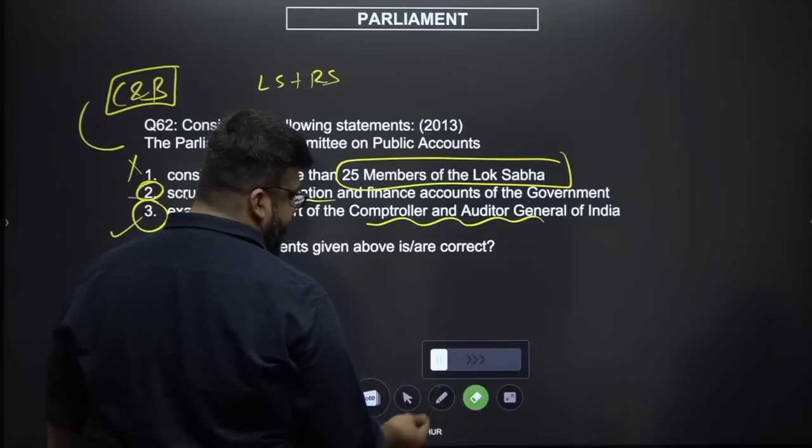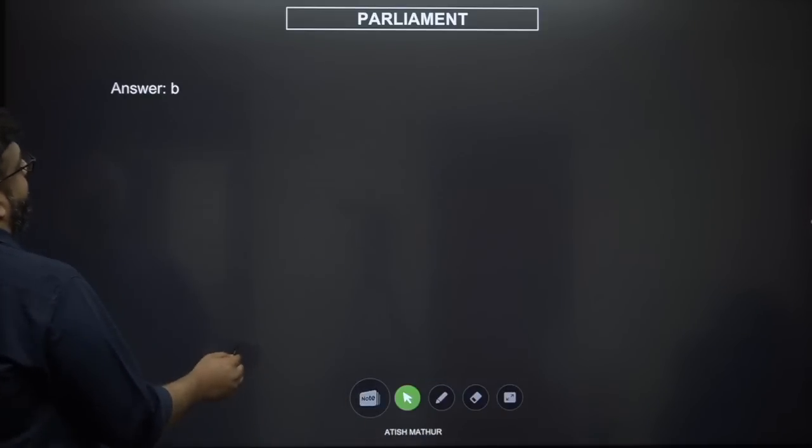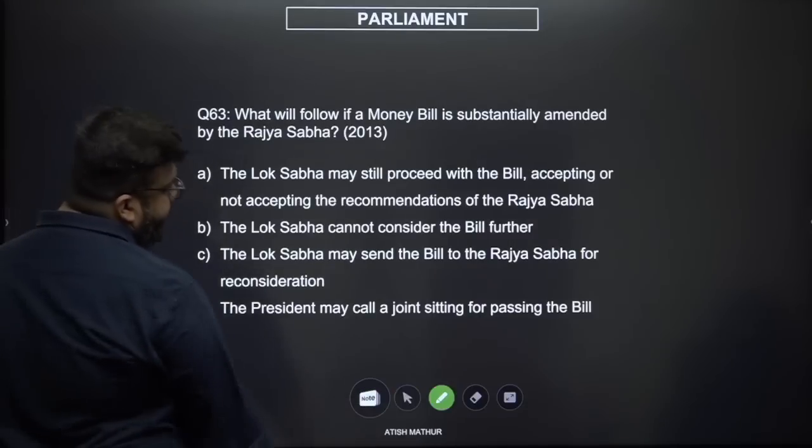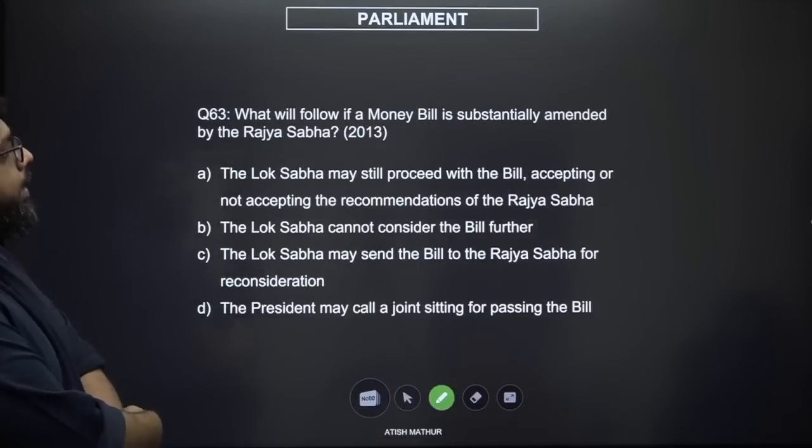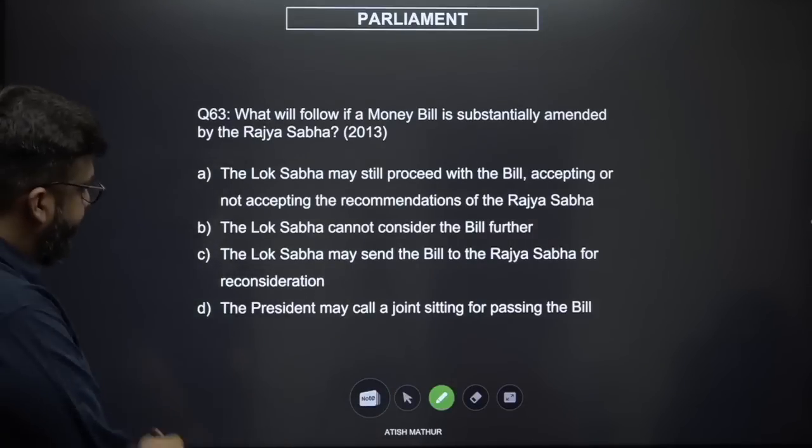So therefore the answer is B, 2 and 3. Yeah, 63. What will follow if the money bill is substantially amended by the Rajya Sabha?